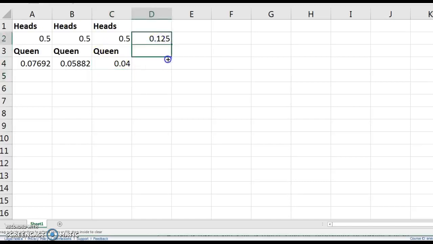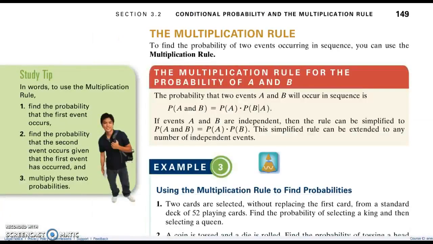So let me drag this down here. If we multiply those 3 probabilities together, we get the probability of drawing a queen, then a queen, then a queen. So that's our multiplication rule. Just multiply the probability of each event together. But be careful, if the probability has changed because one of the previous events changes the probability of the next event, you have to use conditional probability.